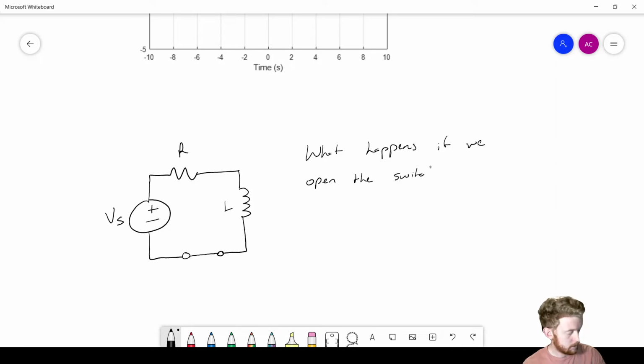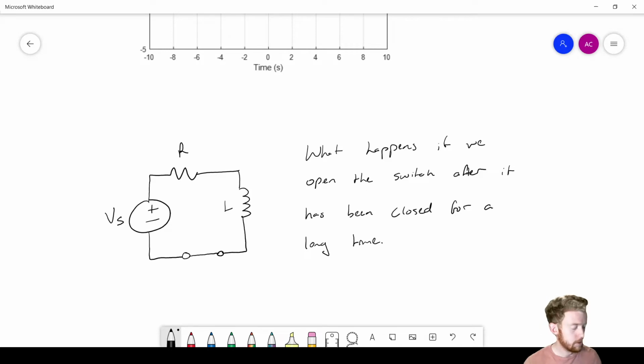Okay, and I'm going to add a little caveat here. After it has been closed for a long time. So after it has been closed for a long time means that that inductor is pretty much fully charged. Okay, let me clear that up. Now you don't have to make out my bad handwriting. So after it has been closed for a long time.